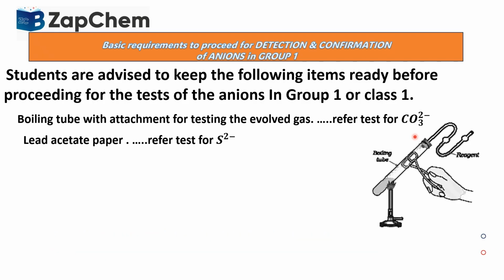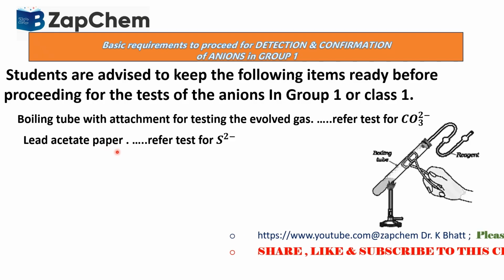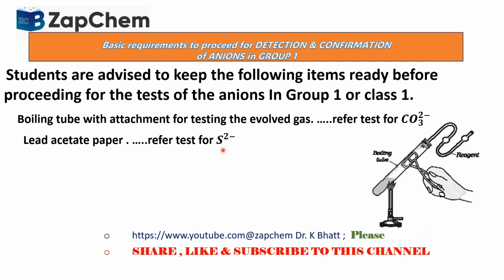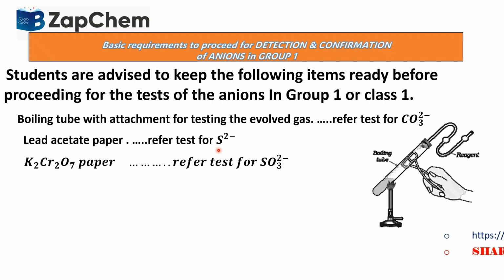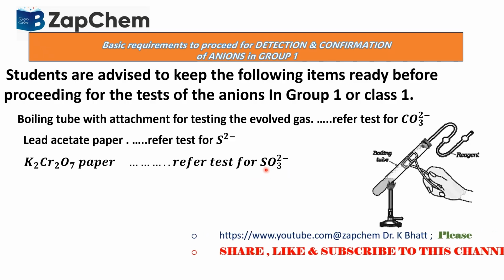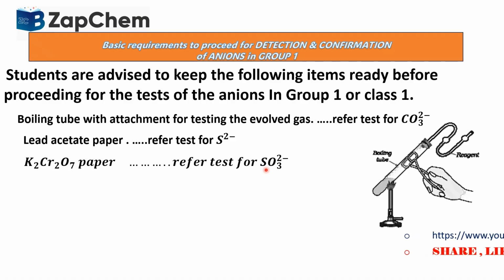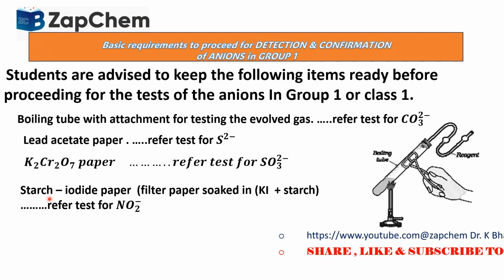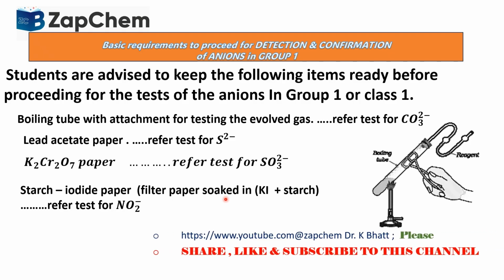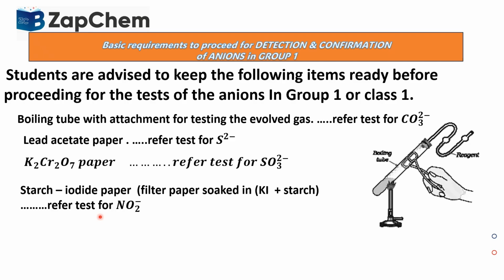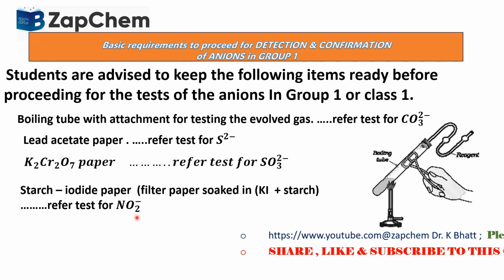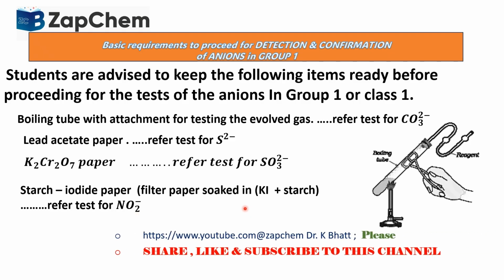Then we need to prepare and keep ready the lead acetate paper. Lead acetate paper is used for sulfide ions, S2 negative. Potassium dichromate paper is used for detection and confirmation of sulfite ion, SO3 2 negative. Similarly, starch iodide paper is the filter paper soaked in KI plus starch, and this is used for nitrite, NO2 negative. Now, how is each of these papers made?